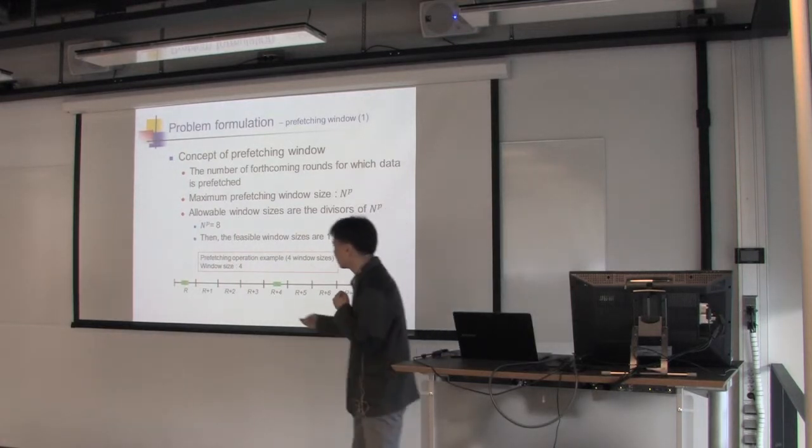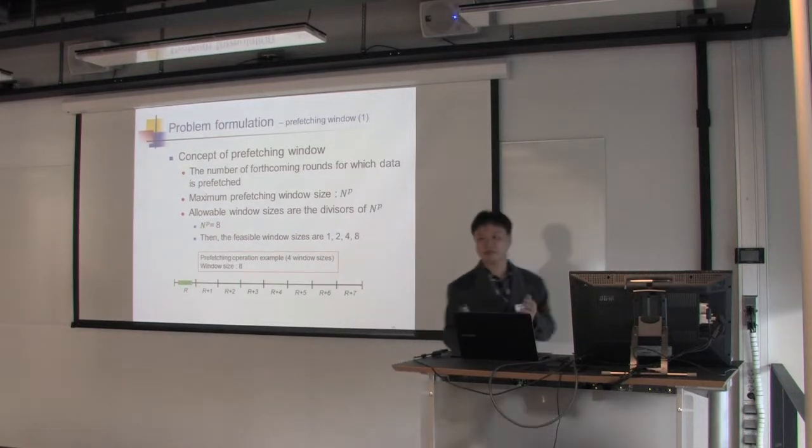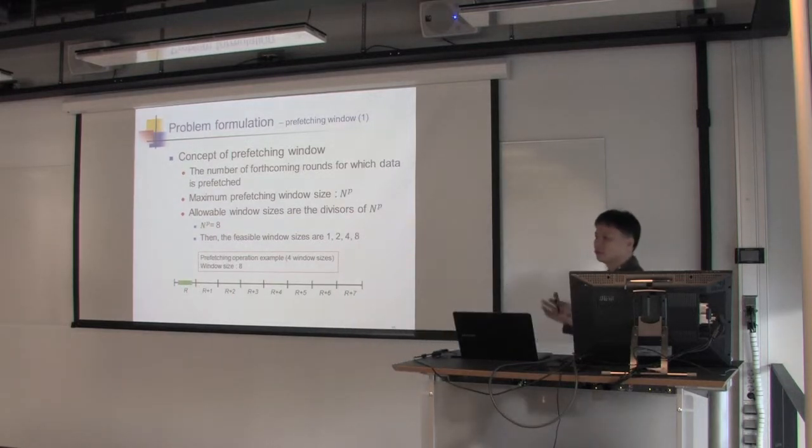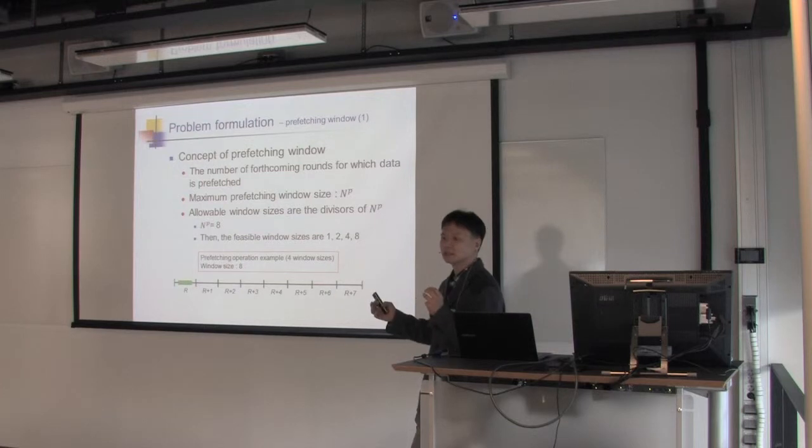This means that in the first round, future data for 3 rounds must be prefetched, as can be seen here. If the window size is 8, we have to prefetch future 7 rounds. Definitely, a window size of 8 needs the most buffer size, but it obtains the most power saving.